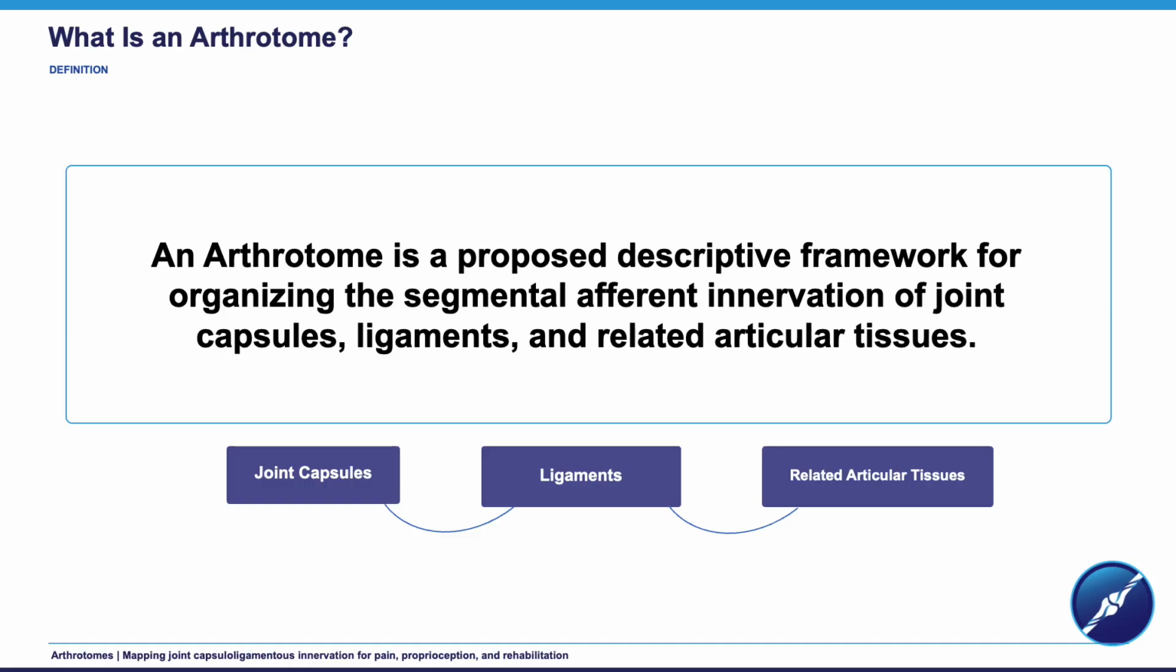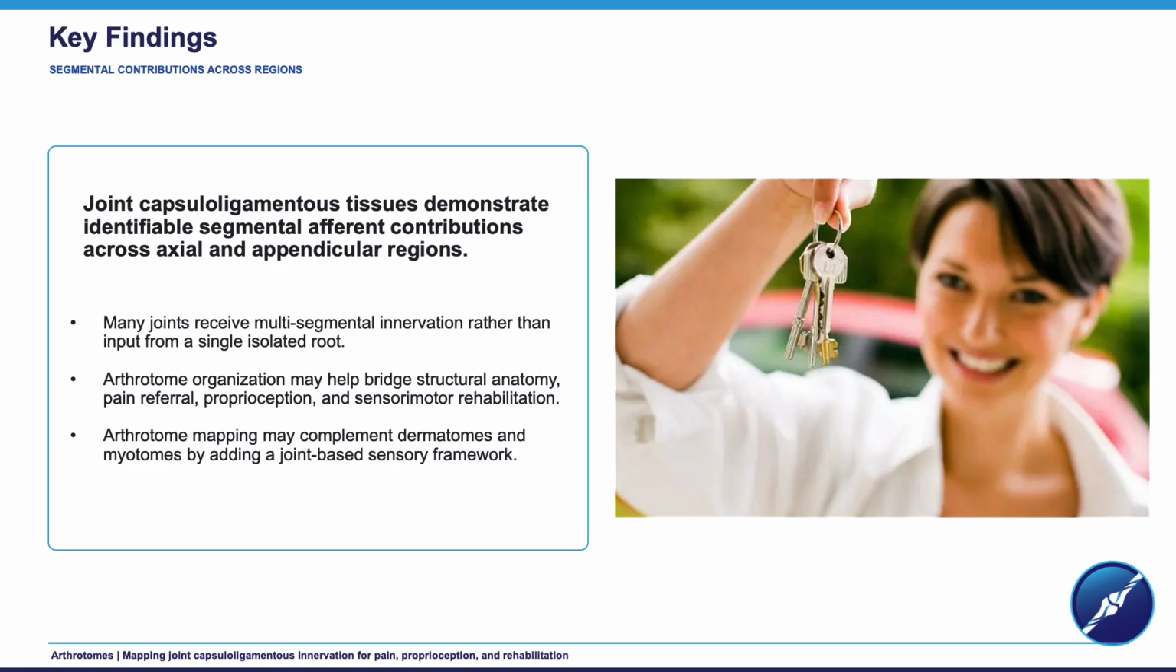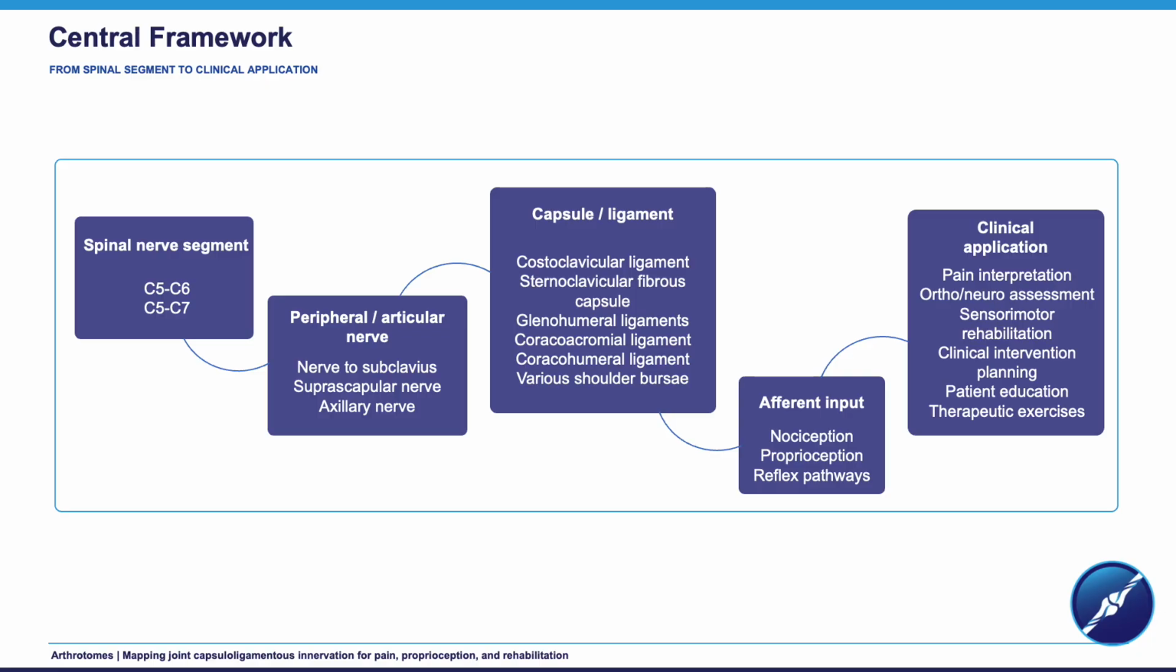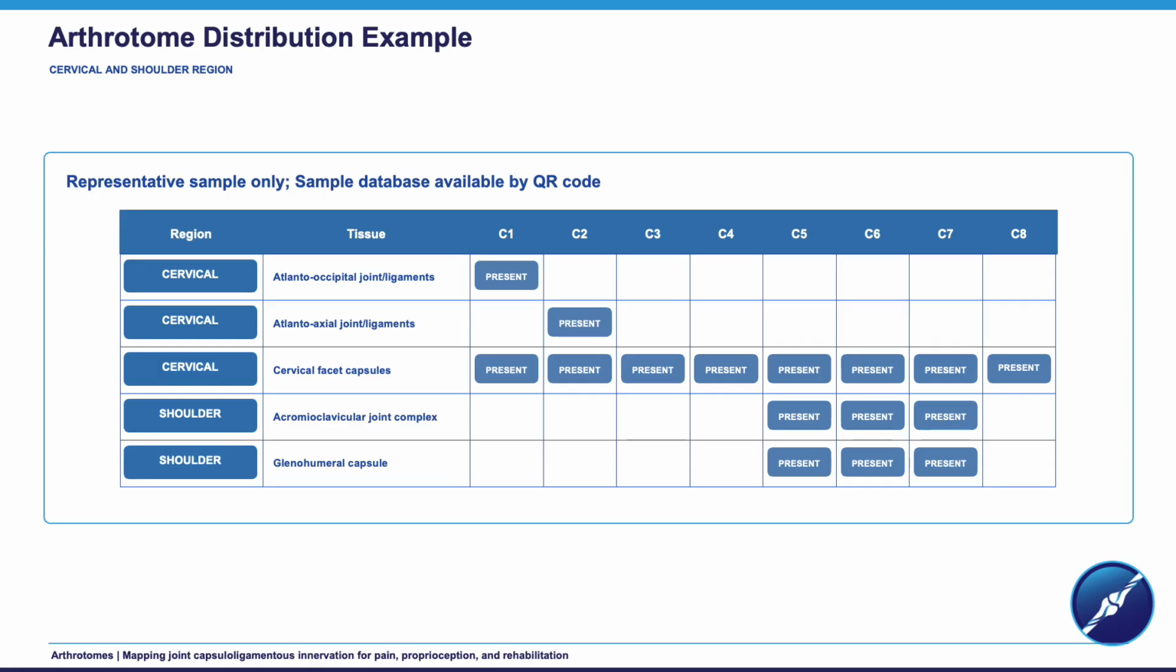In simple terms, an arthrotome organizes the sensory or afferent nerve input coming from joint capsules, ligaments, and related articular tissues by spinal nerve segments. Why does this matter? Ligaments and joint capsules are not just passive straps that hold joints together. They contain sensory nerve fibers that contribute to nociception, meaning signals related to potential or actual tissue threat, proprioception, our sense of joint position and movement, and sensory motor control, the way sensory information helps shape muscle activity and movement.